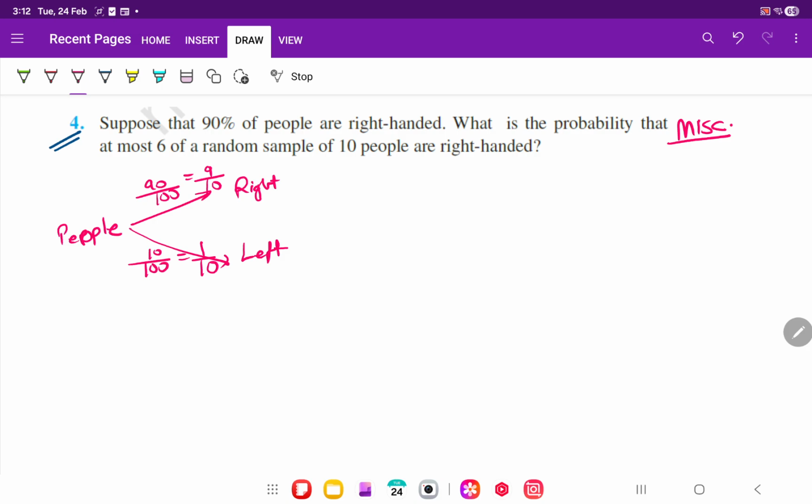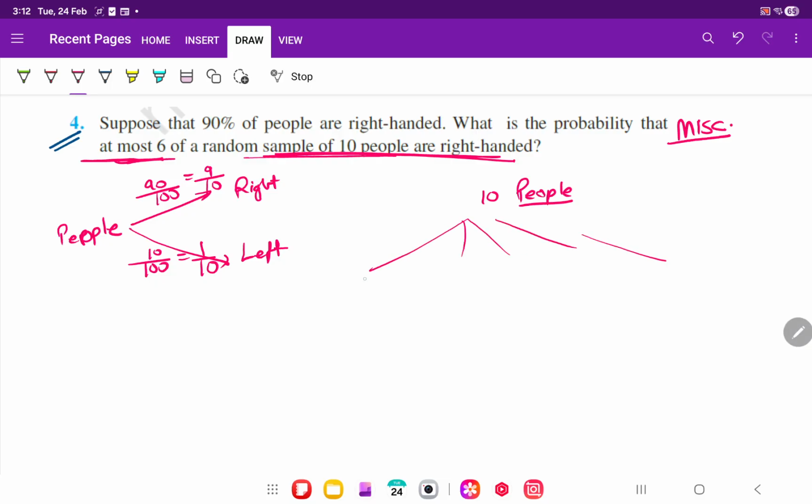Then they are saying, what is the probability that at most 6 of a random sample of 10 people are right-handed? Suppose you have selected 10 people, and out of that at most 6 are right-handed. At most 6 right-handed means not more than 6 people are right-handed. So how many cases are possible?